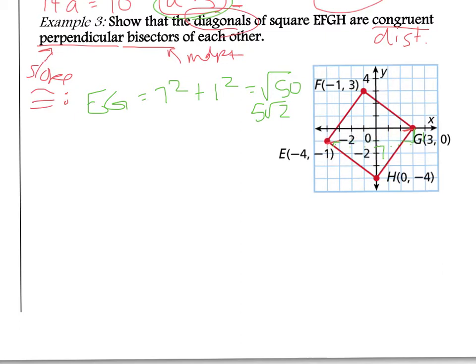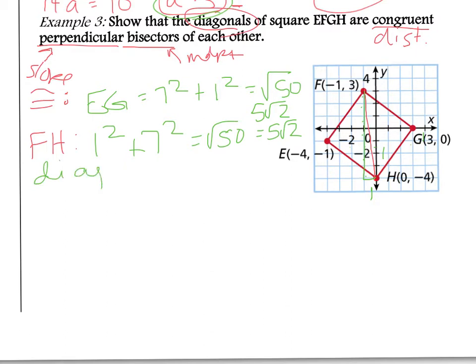Okay, now we're going to do the exact same thing for FH. FH is my other diagonal. So here we already know that's 1, and then let's count 1, 2, 3, 4, 5, 6, 7. Well, I'll be darned. The square root of 50 is equal to 5 times the square root of 2. So the diagonals are congruent, therefore it's a rectangle.